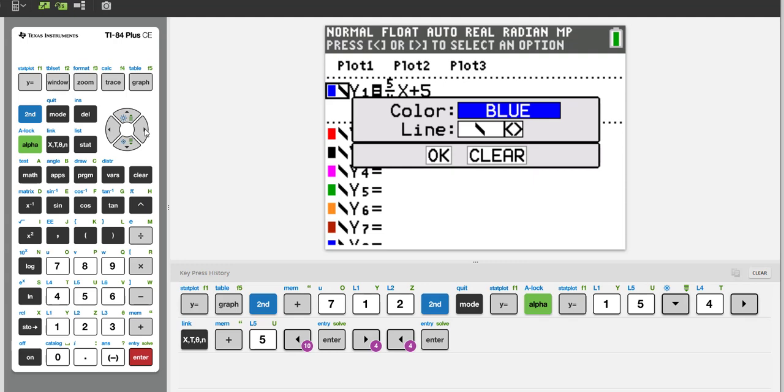Now, once the linear inequality is in slope-intercept form, if we have a greater than or equal to or a greater than sign, we must use the shade above option. If we have a less than or equal to or a less than sign, we must use the shade below option. Since we have a greater than sign, press the right arrow once to select the shade above option. But you may press the left or right arrow as many times as you want to select any line option that you might need. Press enter twice when you're ready to exit the line option menu.